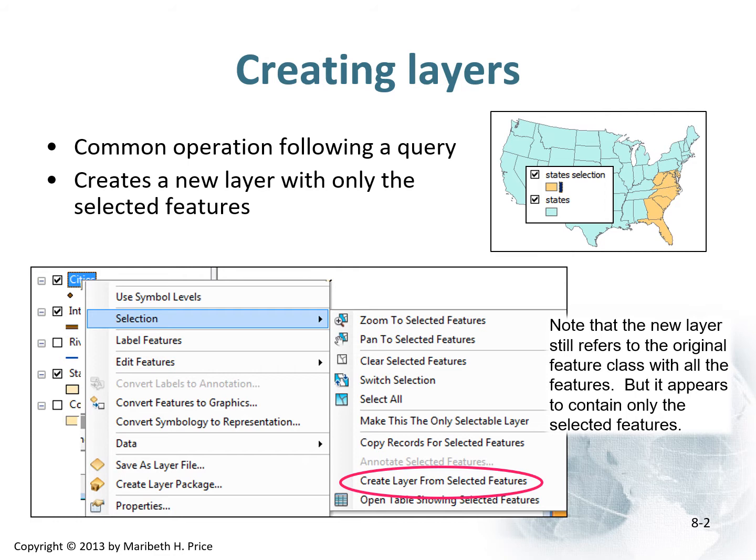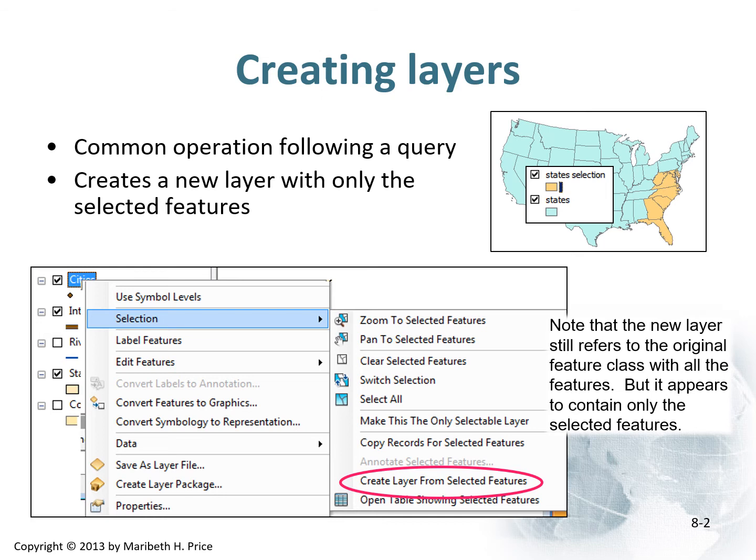And so you have common operators. You can go through and do the different selections using some of the features and GUIs. And basically it creates this new layer, but it only has the selected features. So if you go to select and you select certain features, you have options like create layer from selected features. And again, note that the new layer still refers to the original feature class, but with all the features, but it only appears to contain this limited selection. So everything's still there, it just looks like it's not.